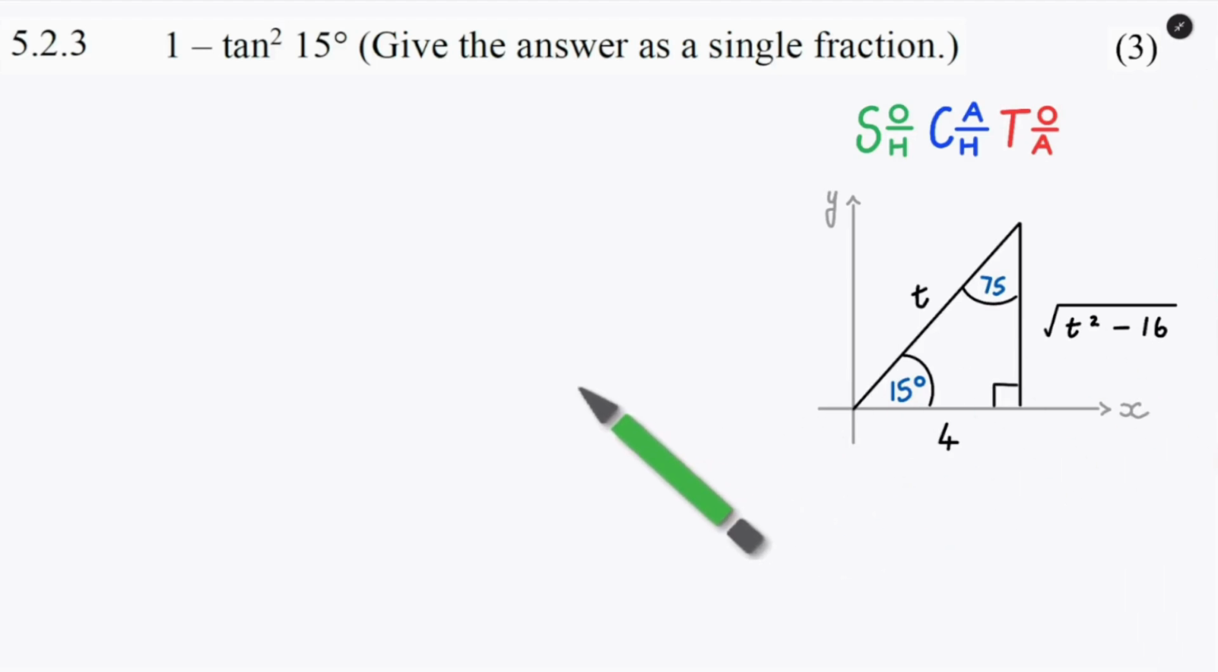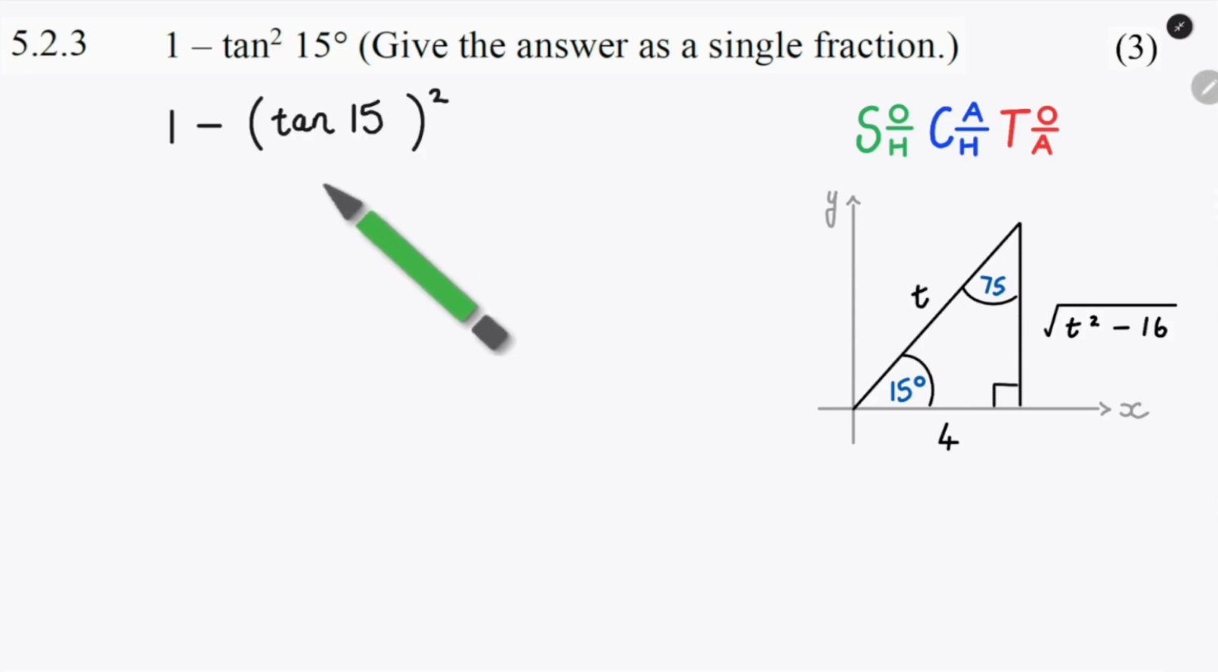And rounding out question 5, we need 1 minus tan squared 15. And we need to give the answer as a single fraction. So how we cope with squares is we kind of put them on the outside and we replace tan of 15 using TOA and our sketch. So let's go ahead and get tan of 15. Opposite over adjacent, I'm using 15. So opposite over adjacent, the root over 4.